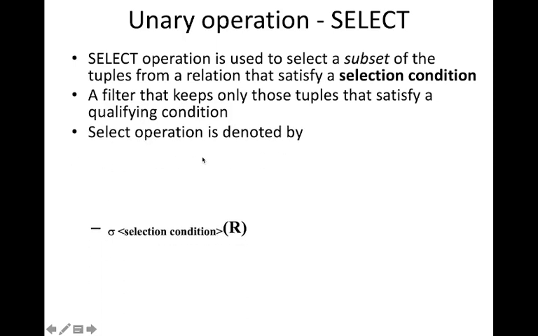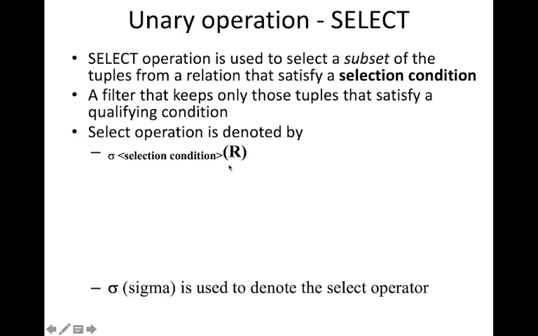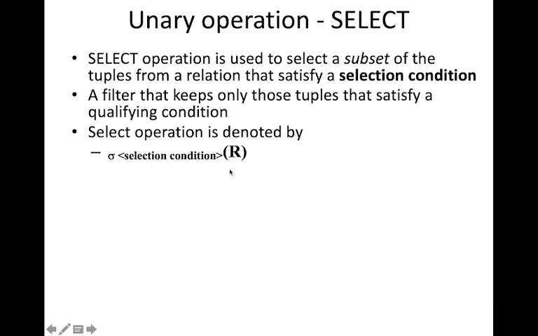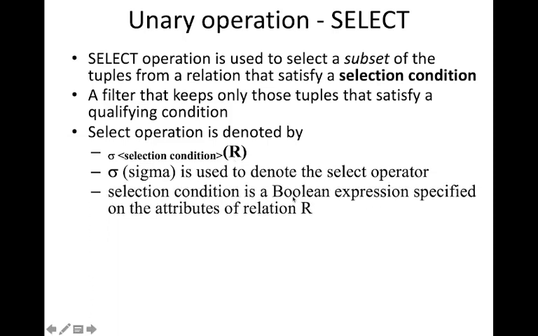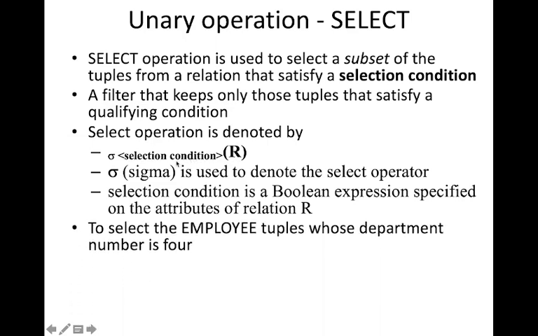The select operation is denoted using the Greek letter sigma, and we mention the selection condition and R, the relation name or table name. Sigma denotes the select operator, and the selection condition can be any Boolean expression specified on the attributes of R. There are different attributes of R, and we specify the selection condition. We will see an example, then you will understand.